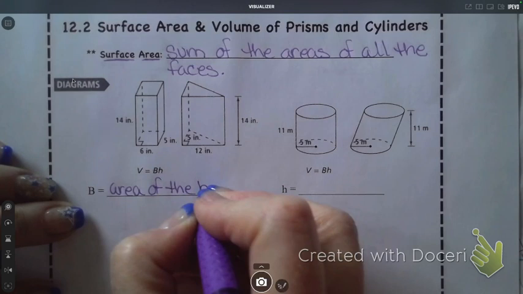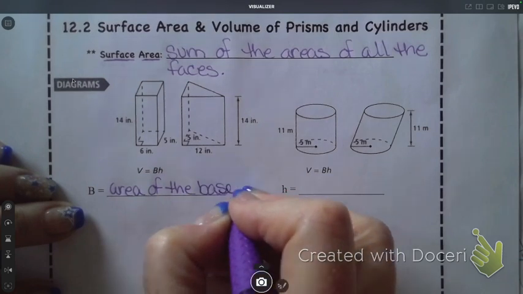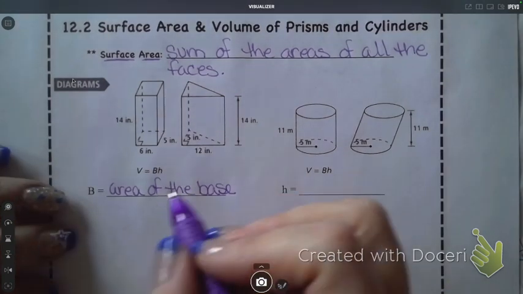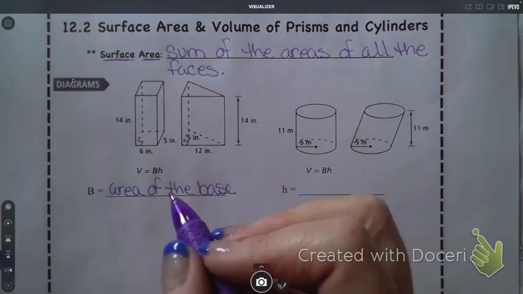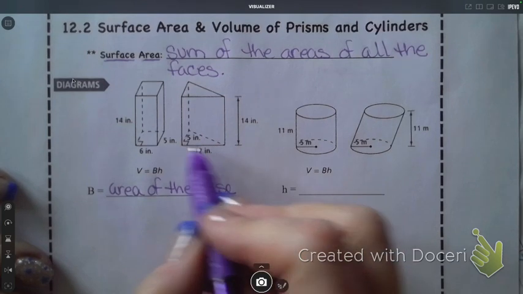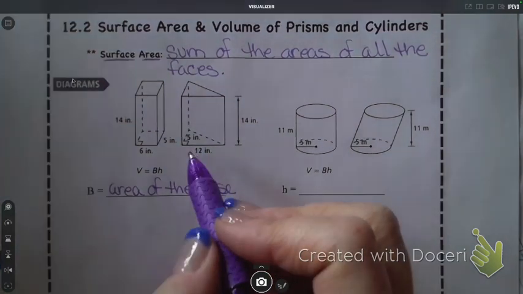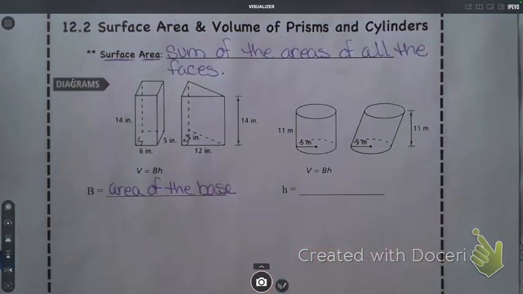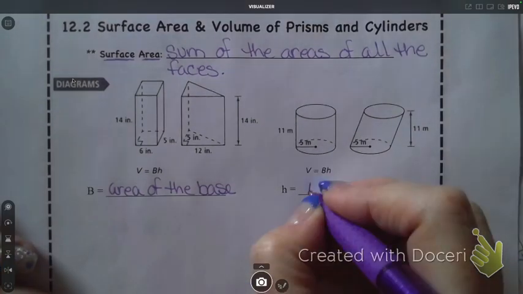Capital B. That's the capital B. And the base is the base that gives it its name. So what was this one? A triangular prism, so the base is a triangle. An octagonal prism, the base would be an octagon, and we would find it the same way we did the regular octagons. Trapezoidal, the base would be a trapezoid. Got it? And what does H still stand for? Height.